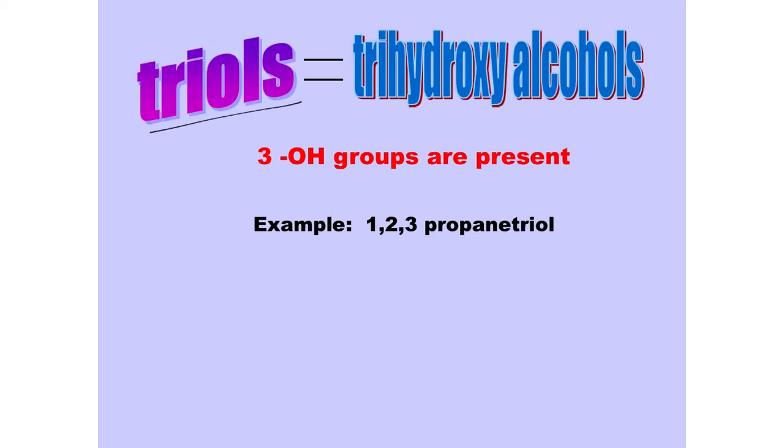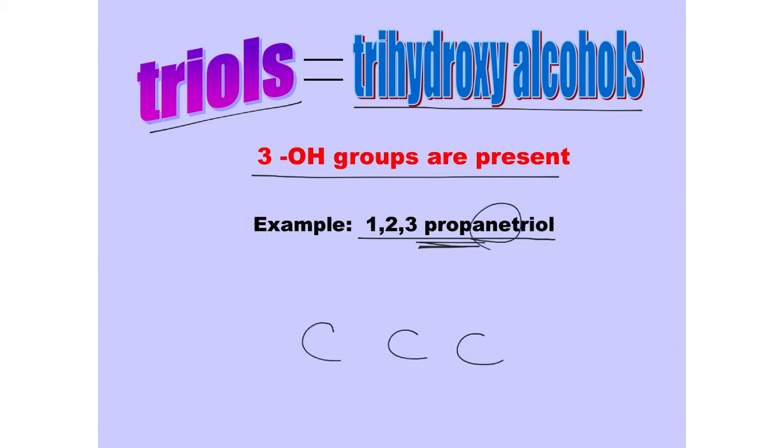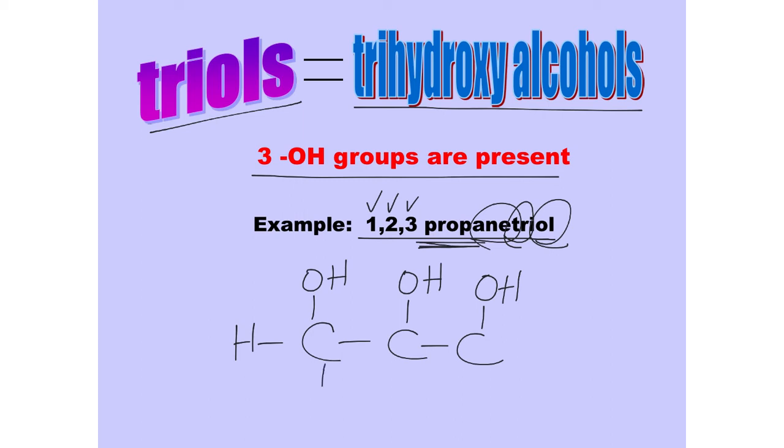All right, a triol means that we have a trihydroxy alcohol, meaning that we have 3 OH groups. So 1, 2, 3 propane triol. We start with the number of carbon atoms. Prop is 3. Ane, they're connected with single bonds. OL tells me I have an alcohol. Tri tells me I have 3 alcohol groups coming off of the first, second, and third carbon atoms. Then we go back, add enough H's so that my C's all have 4 bonds.